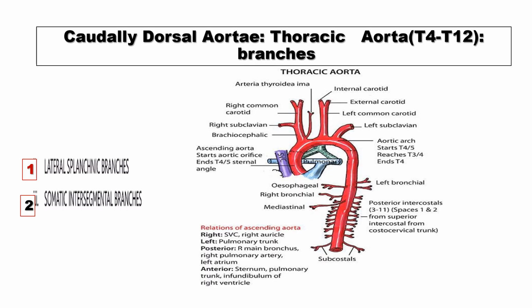Now the dorsal aorta's branches, that is, from the thoracic part of the dorsal aorta. It gives two sets of branches: lateral splanchnic branches, which are the esophageal branches, bronchial branches, and mediastinal branches. The second set, which arises from the thoracic part of the dorsal aorta, are somatic intersegmental branches: the posterior intercostal arteries, 3rd to 11th spaces.